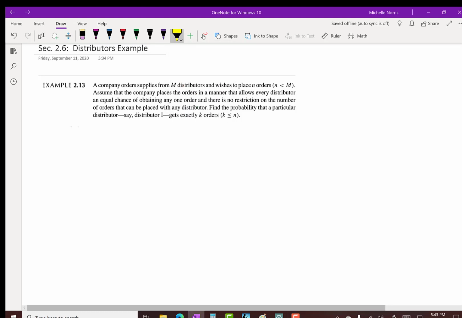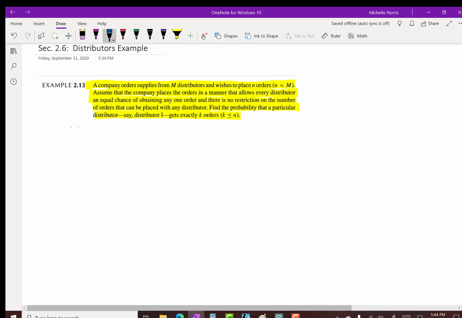The problem says a company orders supplies from M distributors and wishes to place N orders where N is less than M. Assume that the company places the orders in a manner that allows every distributor an equal chance of obtaining any one order, and there is no restriction on the number of orders that can be placed with any distributor. Find the probability that a particular distributor, say distributor 1, gets exactly K orders.